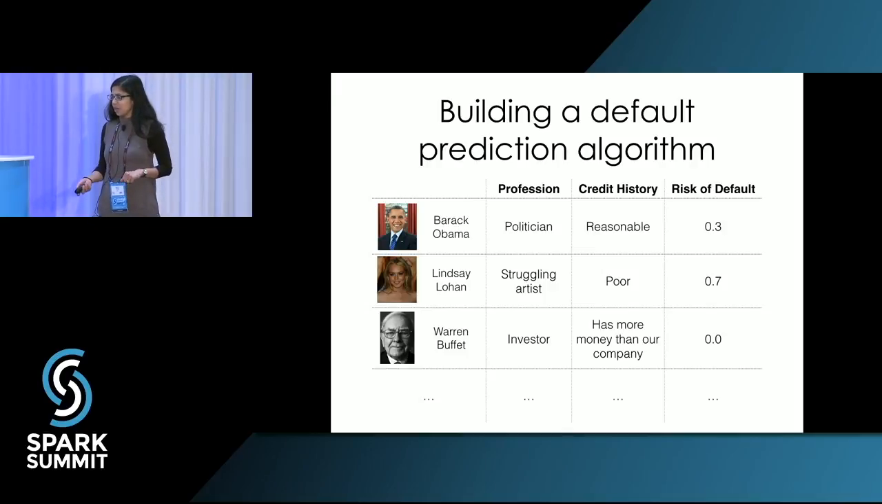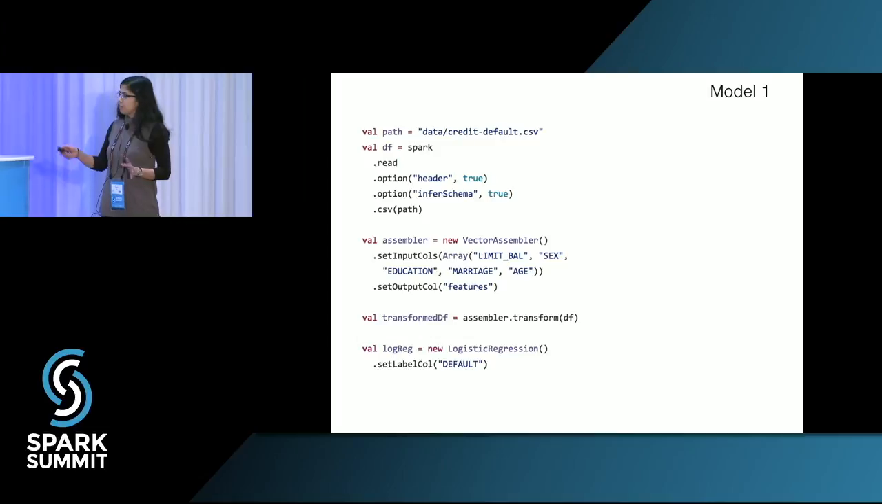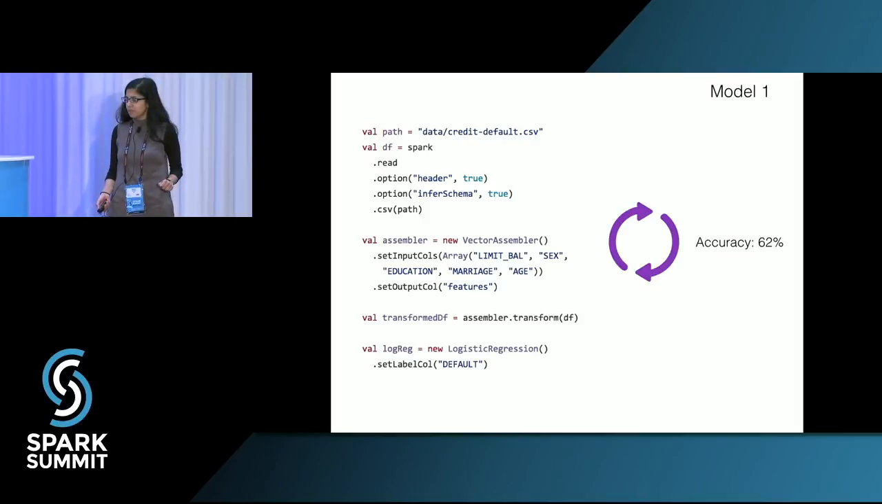And you start writing code in Spark, right? I'm assuming people have sort of looked at Spark code. This is a very, very simple model you could build. You read in the data, you sub-select the columns you care about, you transform the data, and then you build a logistic regression. You train it, and then you find that the accuracy is like 62%. It's not bad, it's better than random. Sometimes it's hard to beat random, so we're doing good. But we can do better.